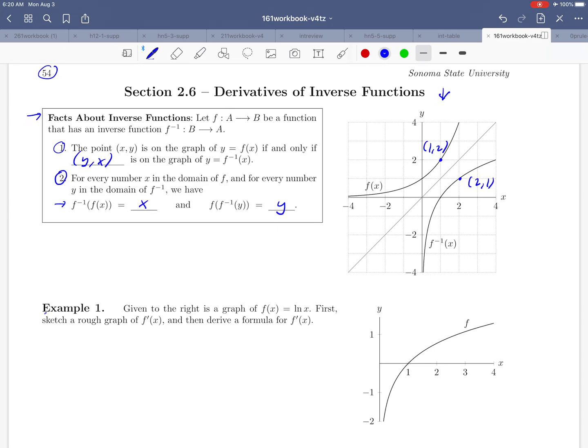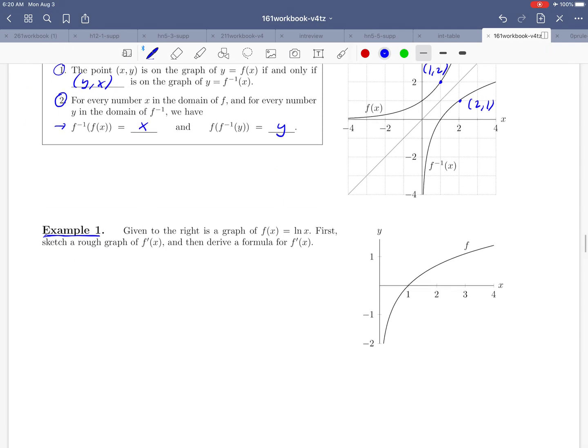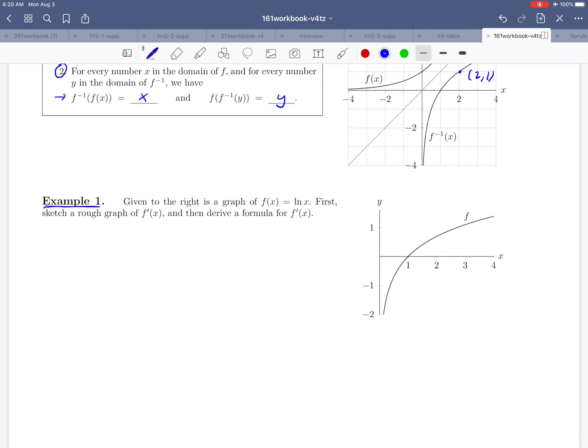We are ready now to look at example 1. Let's read this together. Given to the right is the graph of f of x equals ln of x, the natural log function. They'd like us to first sketch a rough graph of the derivative and then to find a formula for the derivative. First of all, ln of x is a function that we don't know how to take the derivative of yet, so that's what we're going to try to figure out in this example.